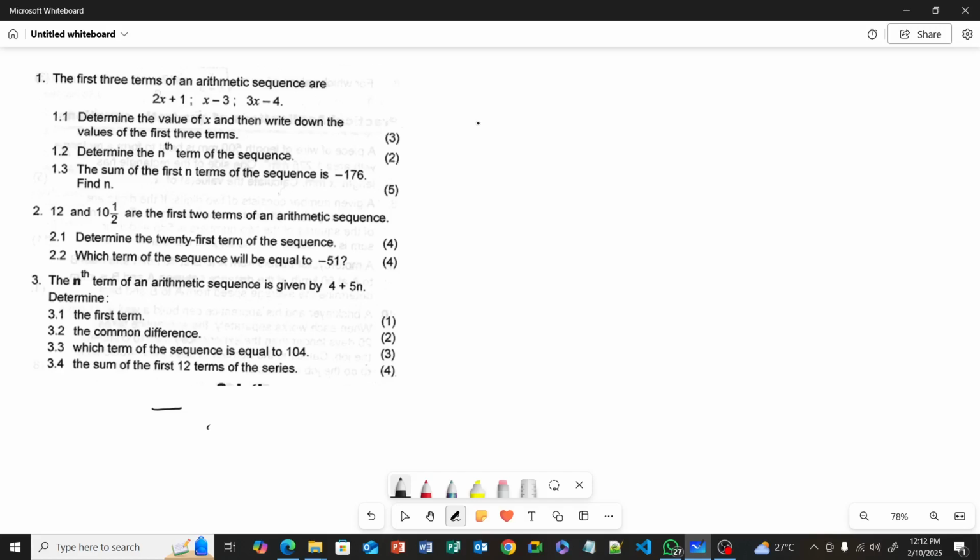Today we are going to deal with sequences and series. Okay, specifically to deal with arithmetic sequence. All right. Now we are given an example of an arithmetic sequence here. So before I get into the questions, let us understand first what is an arithmetic sequence.